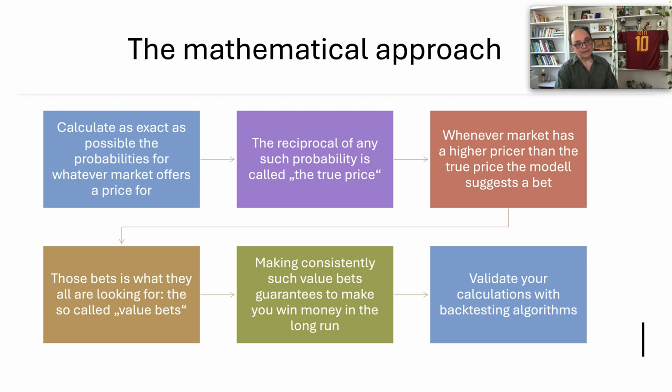What we have to calculate as exactly as possible are the probabilities for whatever market offers a price. Basic idea: the reciprocal of any such probability is called the true price. Whenever a market has a higher price than the true price, the model suggests a bet. Those bets are what they are all looking for, the so-called value bets. Making such bets consistently guarantees that you win money in the long run. This is what mathematics promises you.